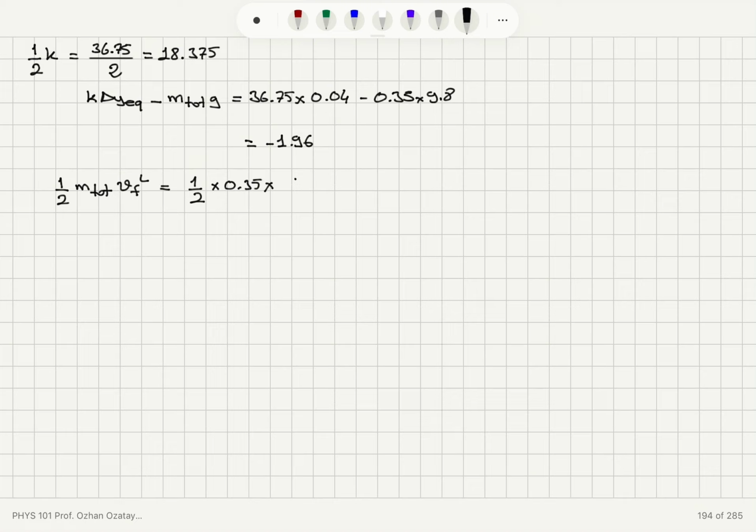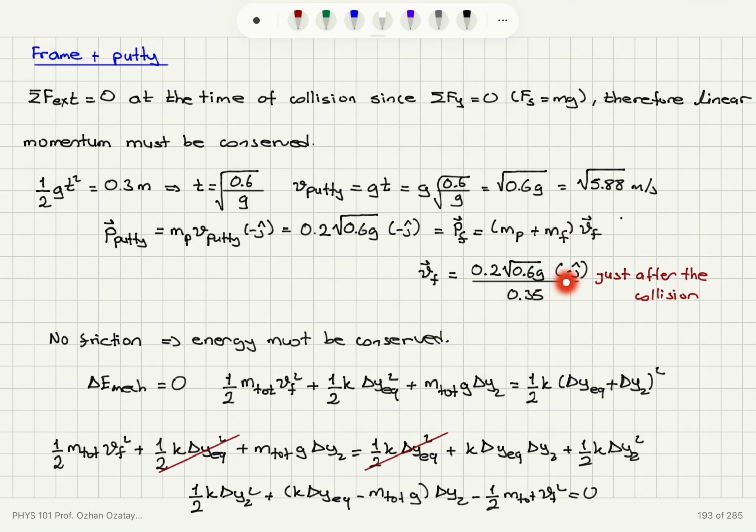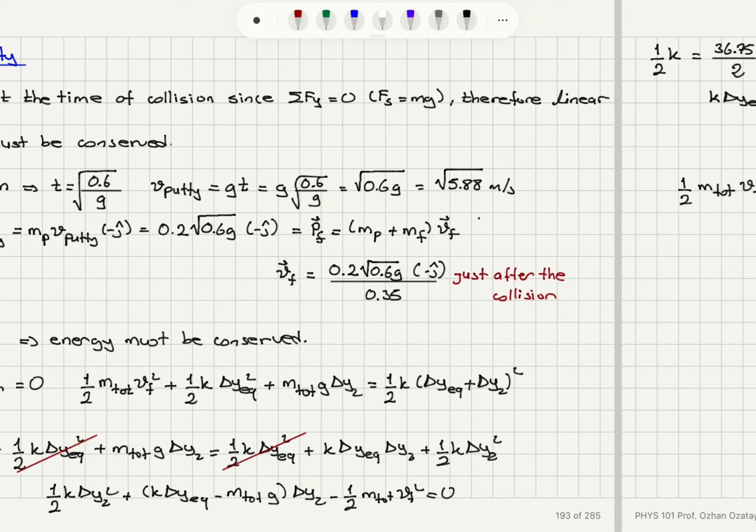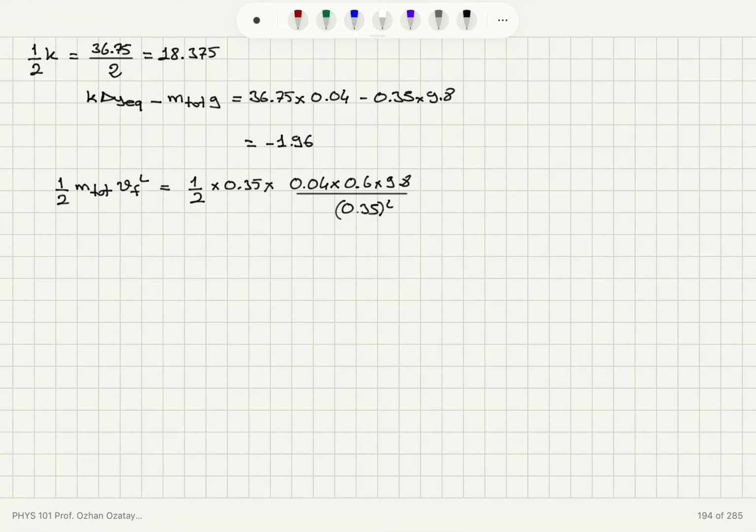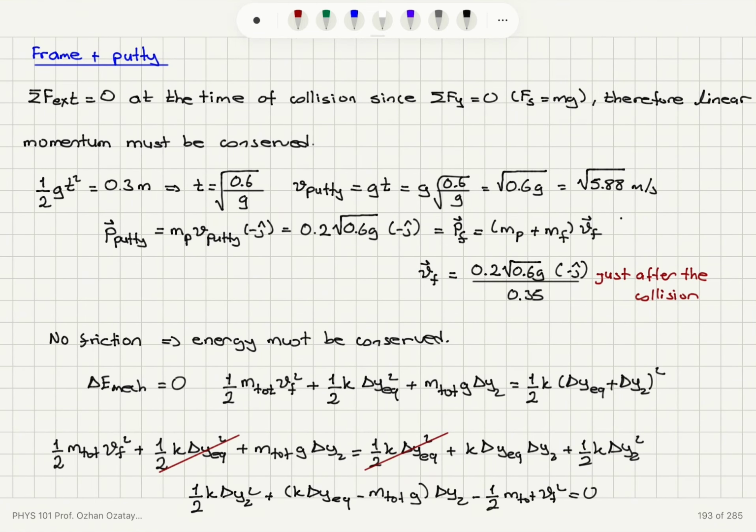V final is here, so we take it square. It will be 0.04 times 0.6 times 9.8 divided by 0.35 square. So it was this term. If you take it square, you obtain 0.04. So this square root disappears, 0.6g divided by 0.35 square. And that gives us 0.336.